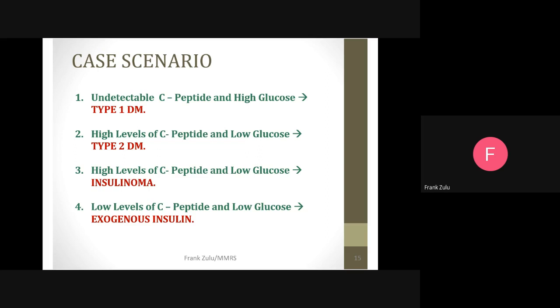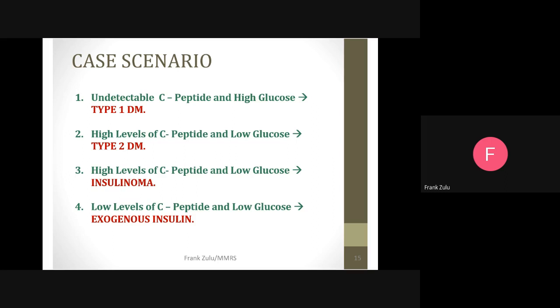Lastly, low levels of insulin, low levels of C-peptides, and low levels of glucose. What does it mean? If the C-peptides are low and the insulin is low, it means the pancreas is okay. When I say the pancreas is okay, it means it's producing these two in the normal amount they're supposed to be produced, but they are just low. And then again, glucose is low, which is not supposed to be the case.